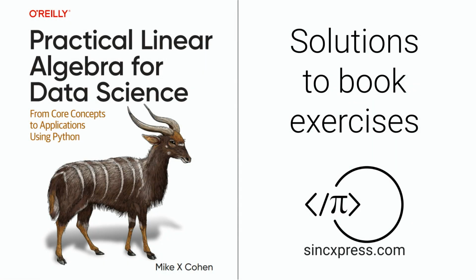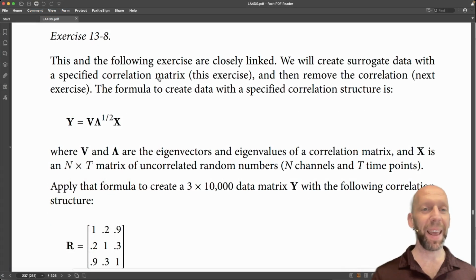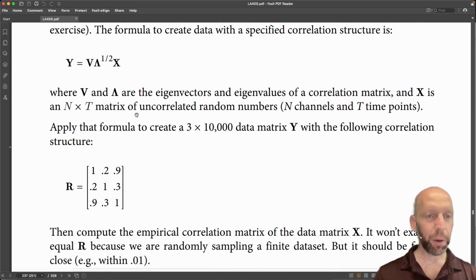Here is another exercise, exercise 8 of chapter 13, where I'm going to show you a way to create random data that you can use for evaluating data analysis methods and continuing to learn more about linear algebra. In this case, let me scroll down here. The goal is to create a data set of n by t.